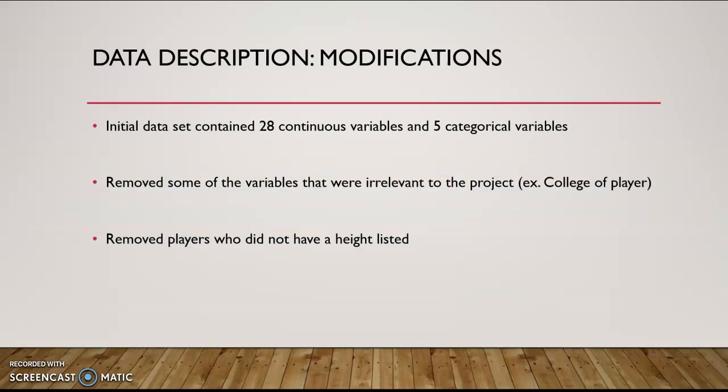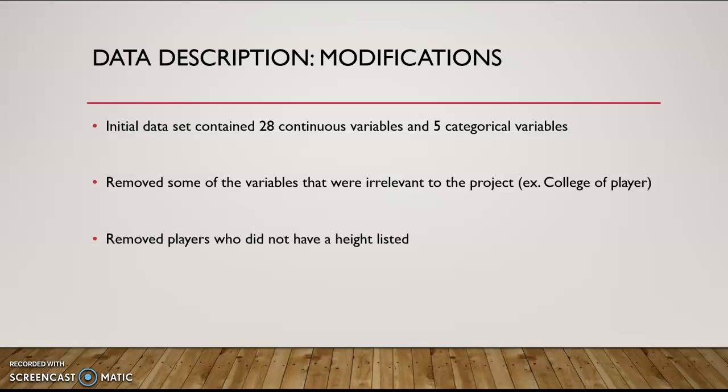So as you just saw, the initial data set has quite a few variables, specifically 33 in total, 28 of those being continuous variables and 5 of those being categorical. Since a lot of the data is irrelevant to being able to predict height or do anything with height, like most of the demographic information was, I just removed all of those and I only kept the ones that possibly pertain to height or NBA performance.